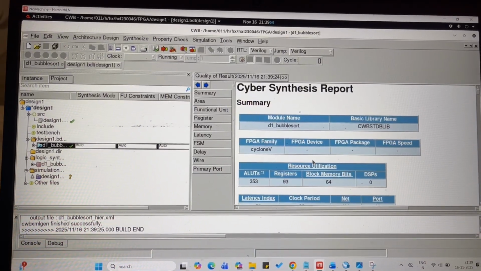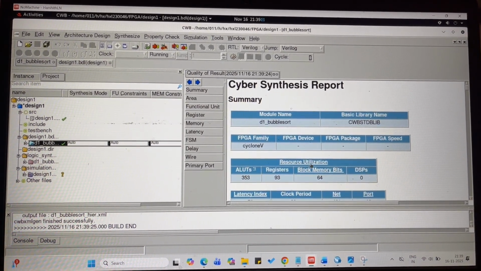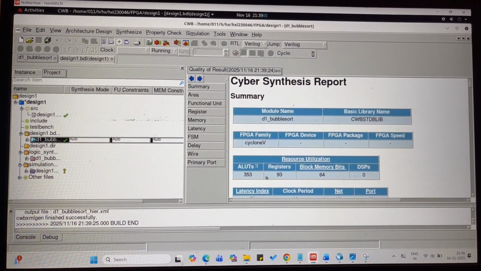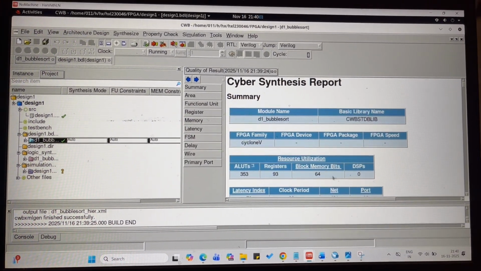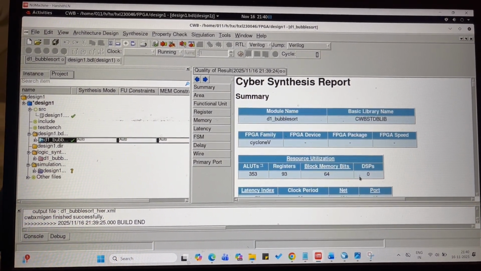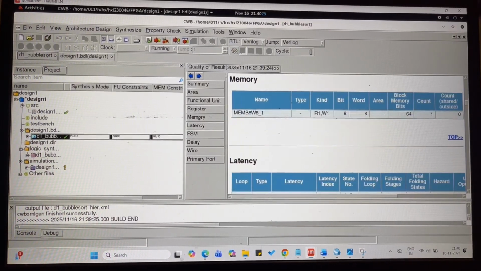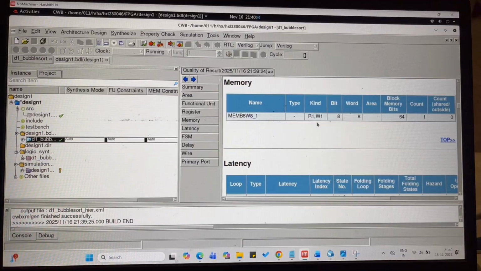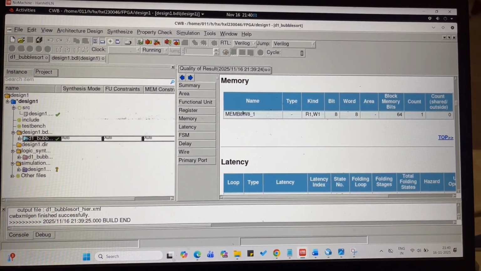As you can see, we had inserted a pragma called RAM, and you can observe the resource utilization. It is using ALUTs 353, registers 93, and block memory bits of 64, and there are no DSP blocks. Why is it using block memory bits? Because we are inserting RAM as a pragma, and it is also using a memory which is write and read memory, with 8-bit words.